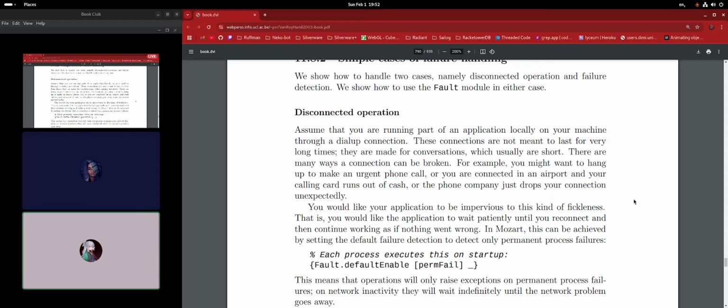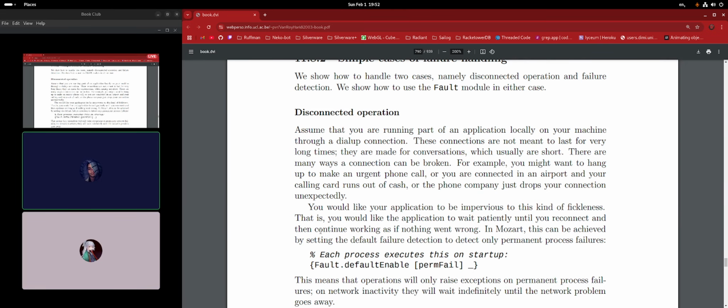Some people were. That was the very tail end of the dial-up era, but yes, there were still dial-up connections at that point in time. You might want to hang up to make an urgent phone call, or you are connected in an airport and your calling card runs out of cash. The phone company just drops your connection unexpectedly.